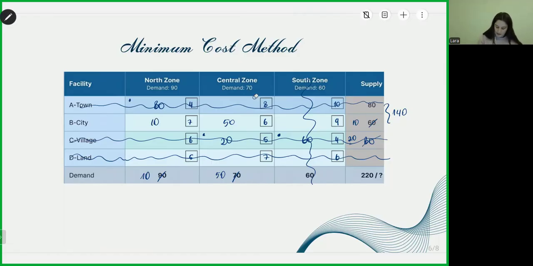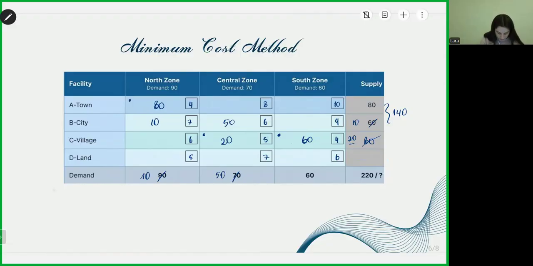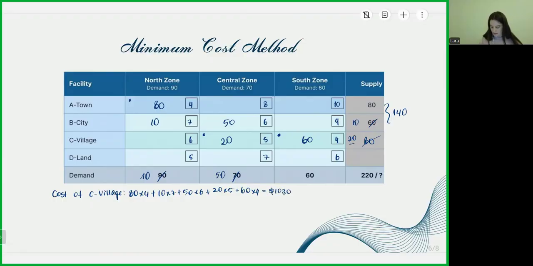So let's calculate. Again, cost of C village. We are going to do the same things. We are going to multiply how much we're allocating with how much it costs to allocate 1 unit. So 80 times 4 plus 10 times 7 plus 50 times 6 plus 20 times 5 plus 60 times 4. I don't know if you noticed, but this is exactly what we found in Northwest method, which gives us $1,030.